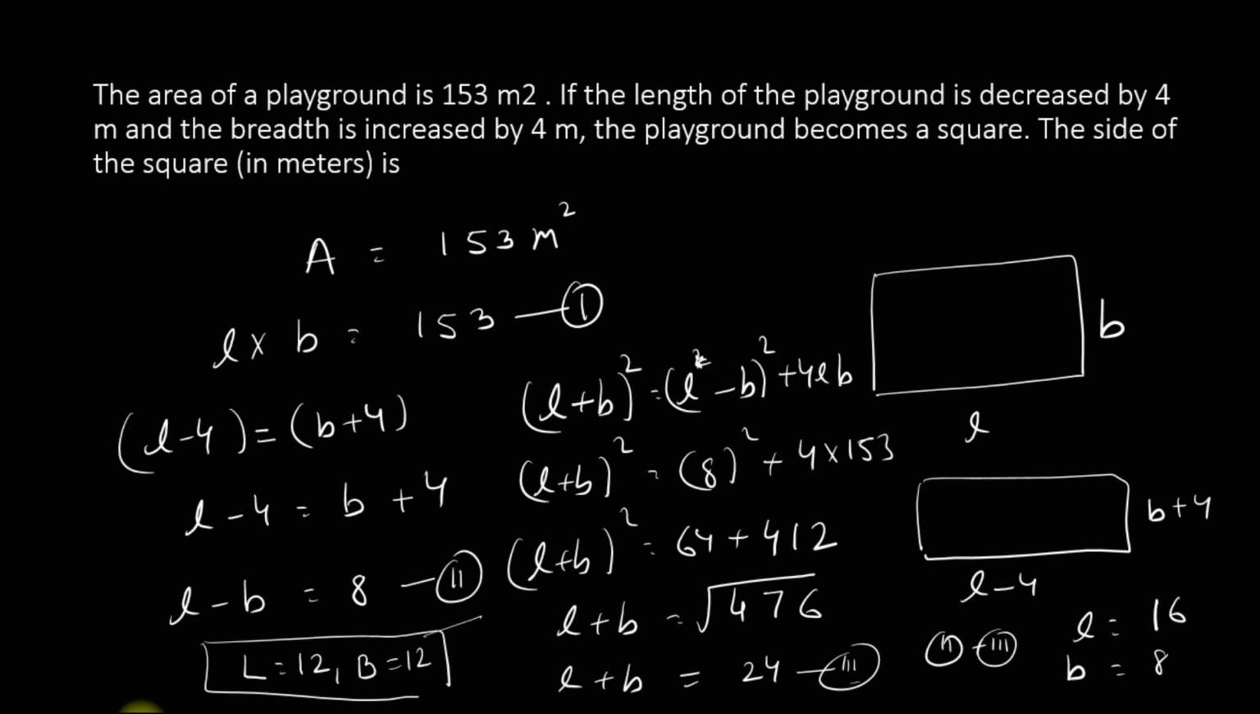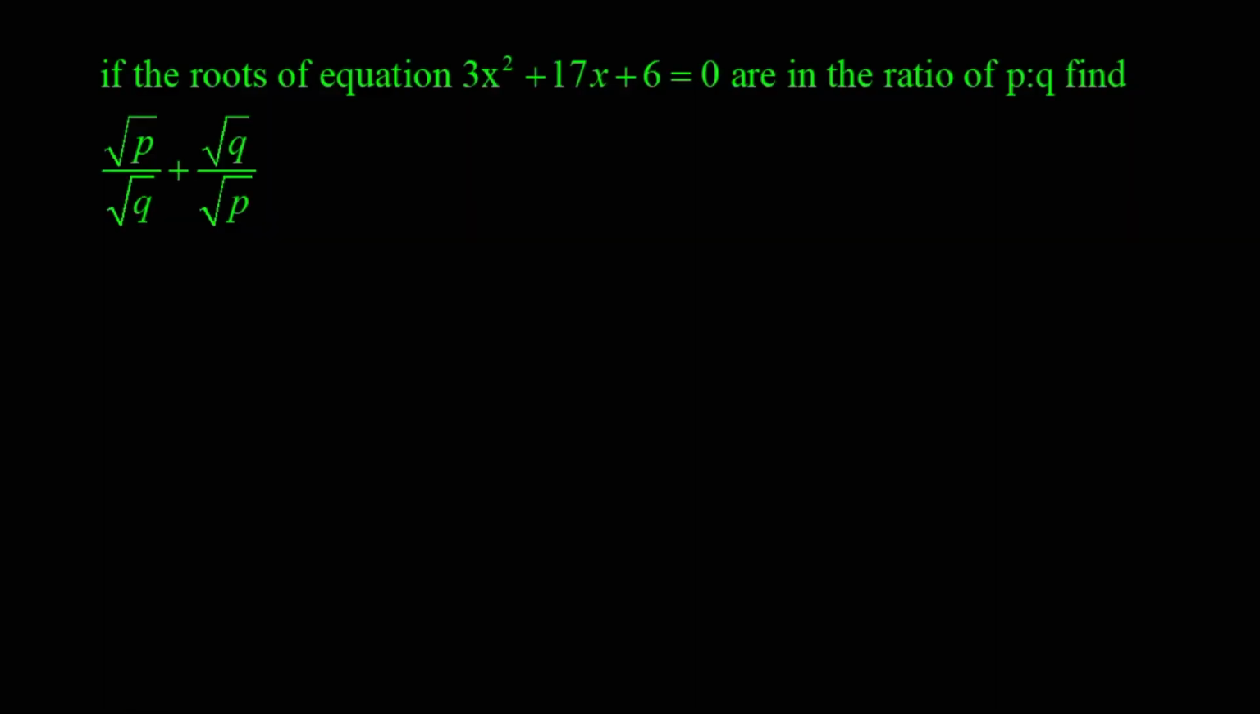So see here the way of algebra, how we can find such type of equation and how we can apply the quadratic equation in such type of problem. Now the next question: if the roots of the equation 3x square plus 17x plus 6 are in the ratio of p is to q, then we have to find the value of under root p divided by under root q plus under root q divided by under root p.